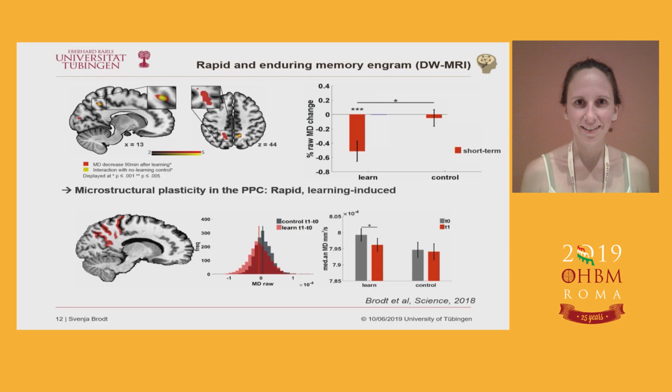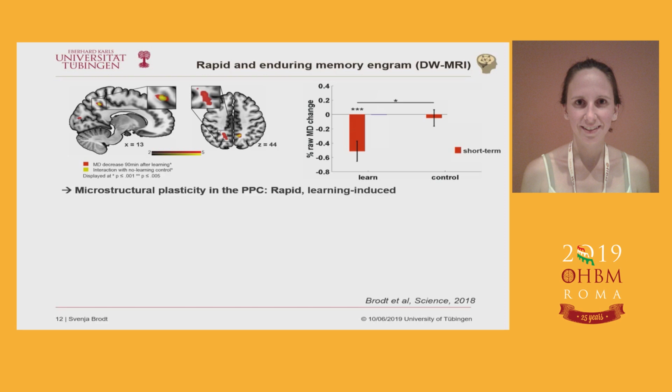And you can see here for a single subject that the distribution of mean diffusivity difference values from baseline to 90 minutes after learning in the learning condition, depicted in red here, is shifted to the left, indicating a decrease in mean diffusivity, whereas this is not the case for the control condition in gray. And this effect is present also on the group level when we approximate these distributions by their median.